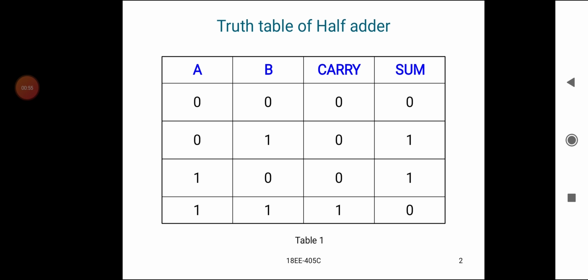If it is 00, the sum is 0 and carry is 0. If it is 01, sum is 1, carry 0. If it is 10, sum is 1, carry 0. If it is 11, sum 0 and carry 1.